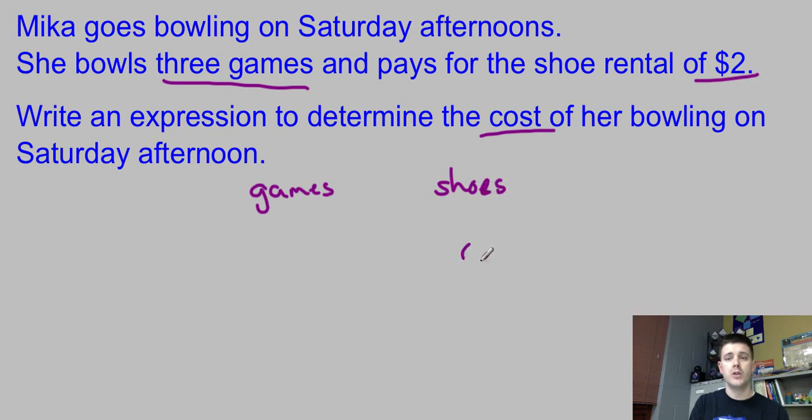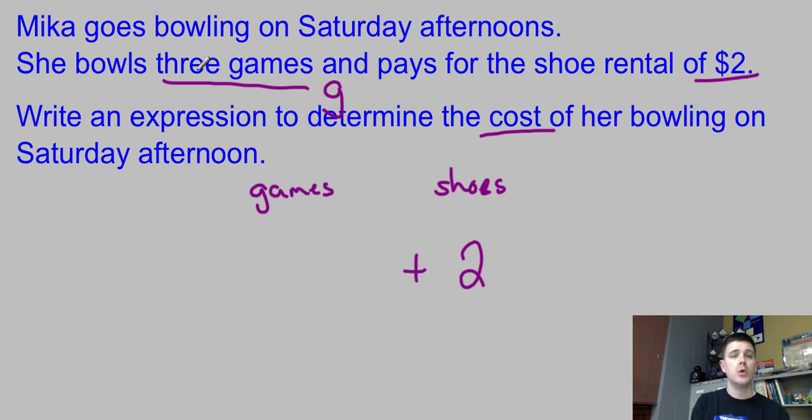Well, we know she's going to pay $2 for the shoes. And we know that when you're calculating prices, you add the prices of everything up. That's how they get your total. But what we have to figure out is, what about 3 games? Well, it doesn't tell me how much each of the games cost. So that's the part we're missing. That's what we're going to represent with our variable. So maybe call it G for games.